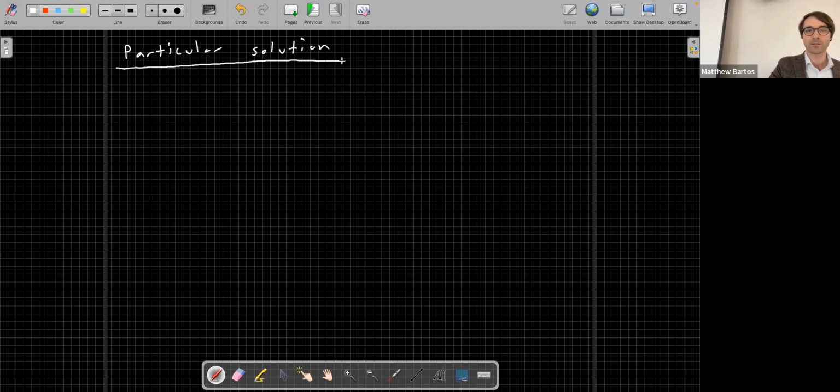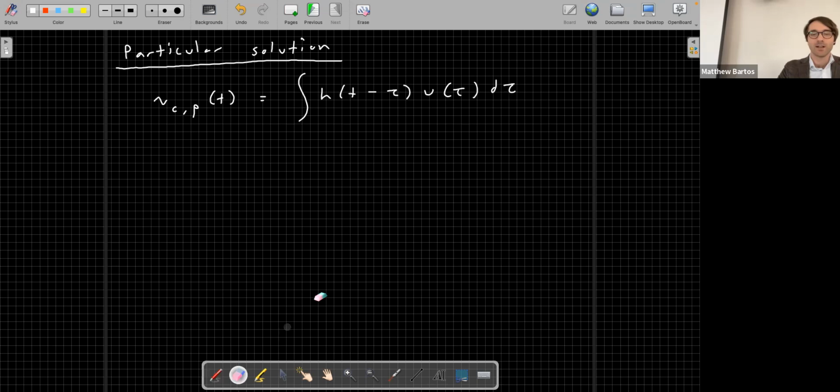All right. So from our discussion before, we know that the particular solution is equal to the convolution integral of our impulse response function h(t minus tau) with our input u(tau) d tau. Actually, let me write this as v instead of u because I used v for the other variable. Okay. Now the question here is, we know what the input is.